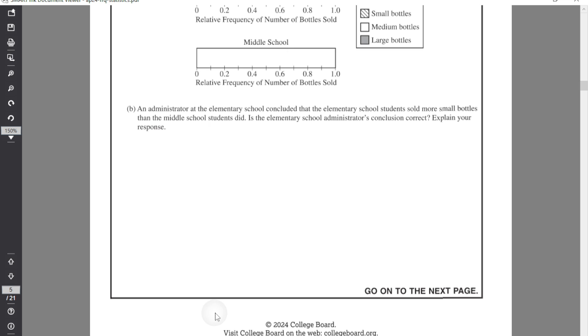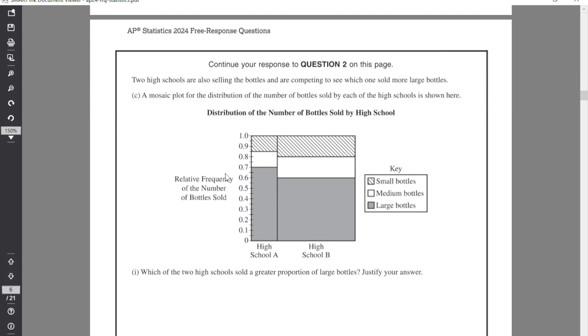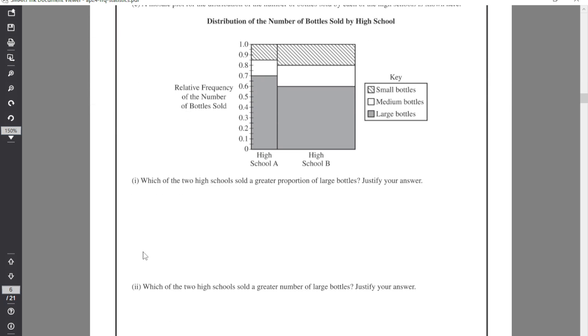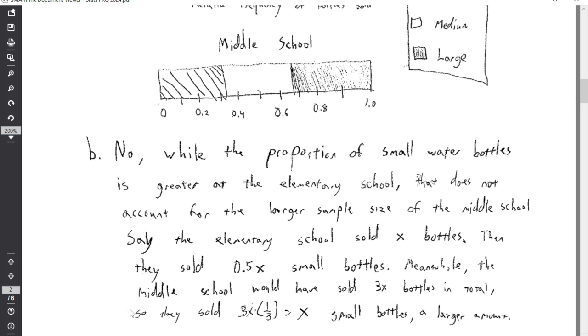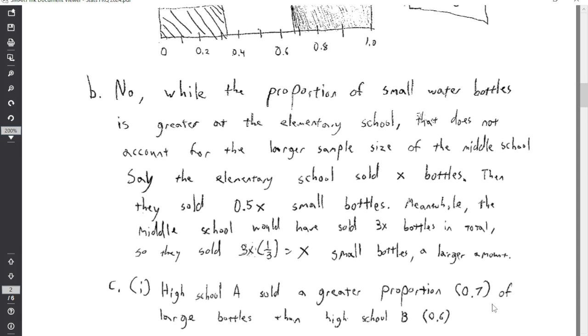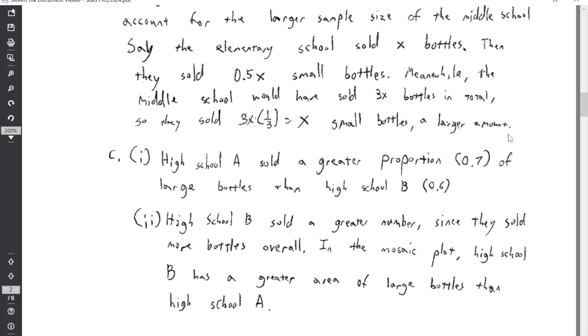Then for part C, it gives you the mosaic plot and asks which sold a greater proportion and which sold a greater number. So for the greater proportion, you can see that this one goes up to a greater height for high school A than for B. But you'll see that in the mosaic plot, this width is standing for the sample size. And so you can say that A sold the greater proportion, but B sold a greater number.